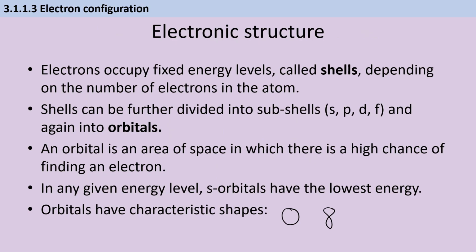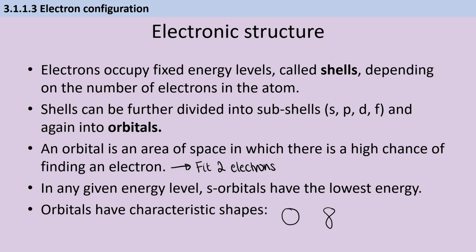Electrons occupy fixed energy levels, which we call shells, and the shells can be further divided into subshells called s, p, d and f, the same as the blocks of the periodic table. And each of those can be split up into 1 or more orbitals. An orbital is an area of space where there's a high chance of finding an electron, and all of the orbitals have room for 2 electrons in them. There's 1 s orbital per subshell, 3 p orbitals and 5 d orbitals, and in any given energy level the s orbitals are the lowest energy.